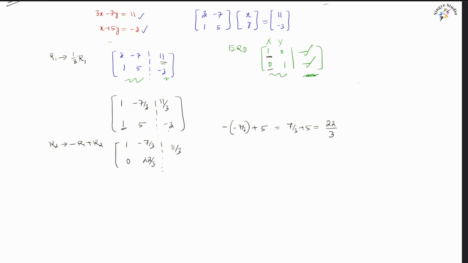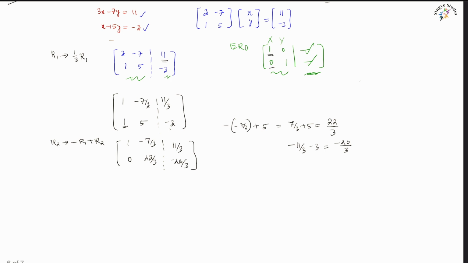And we also have to change this. So we have -11 by 3 from row 1 plus here, -3, which will be 9. So 9 minus 11 is -20 upon 3, right? So we'll get -20 by 3, okay?